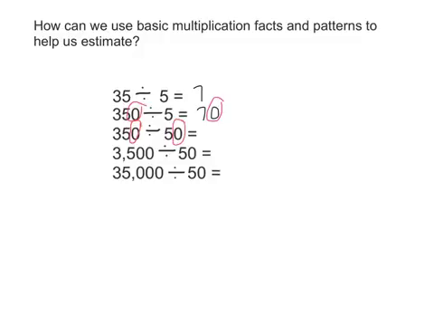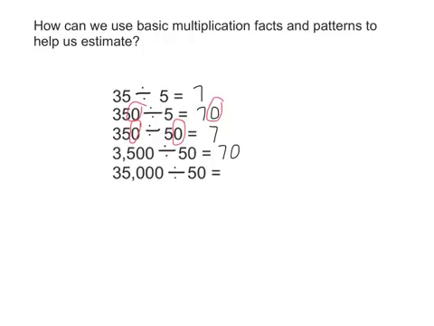What happens if I have 350 divided by 50? I now have a 0 in the dividend and a 0 in the divisor. What's the answer then? Karan? 7. Are there any zeros inside the quotient? 350 divided by 50 is 7. That's right. Let's take a look at this one. 3,500 divided by 50. What is 3,500 divided by 50? Stuart? 70. Yes, 70.